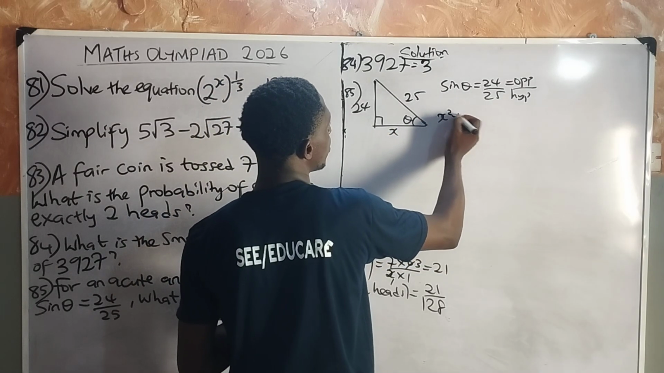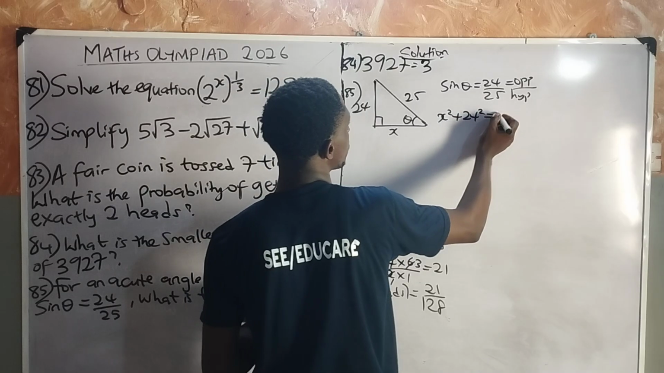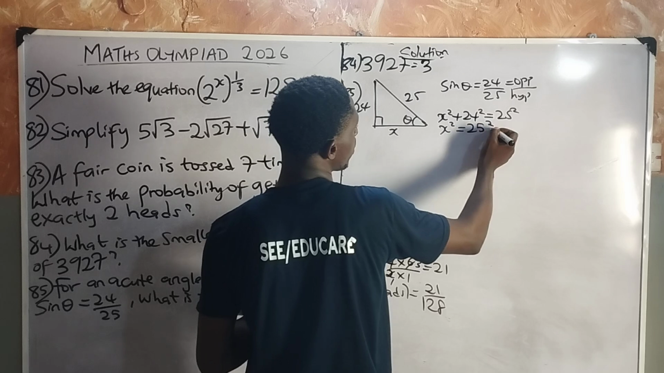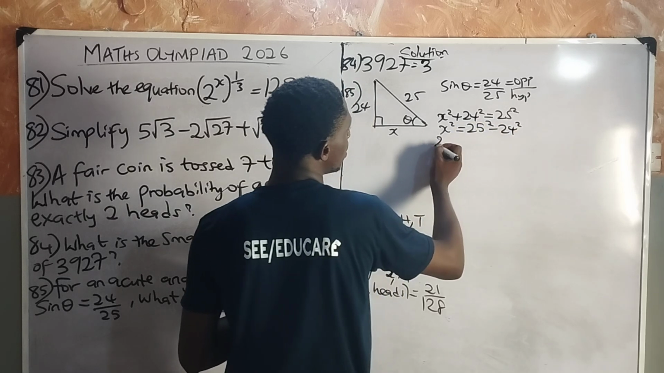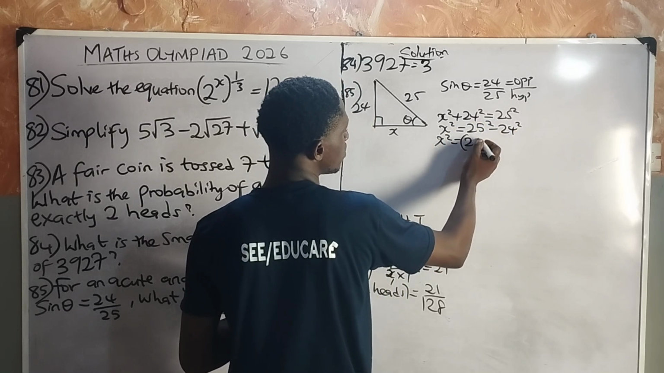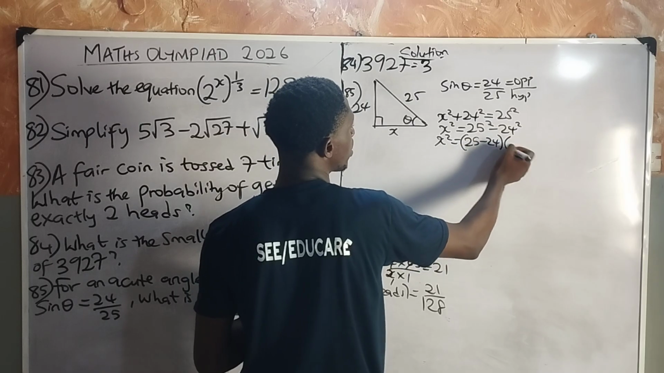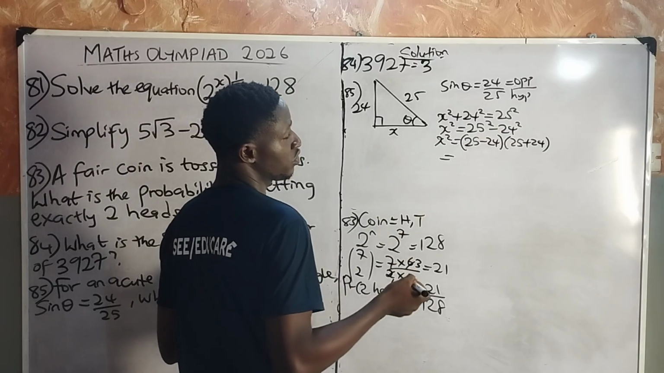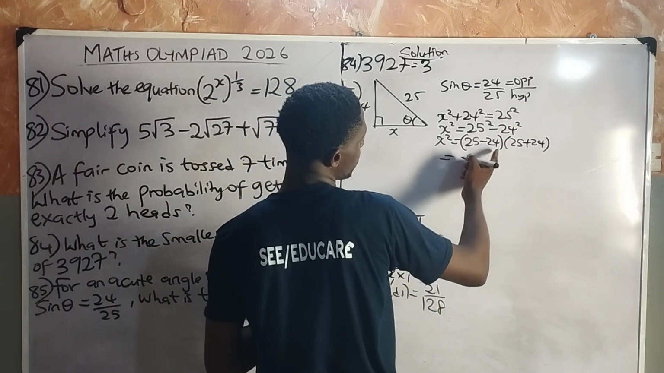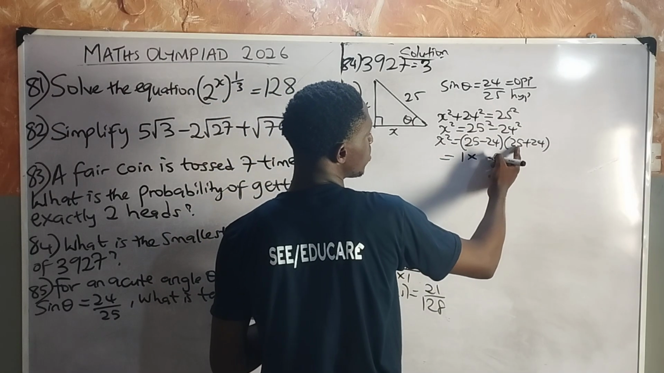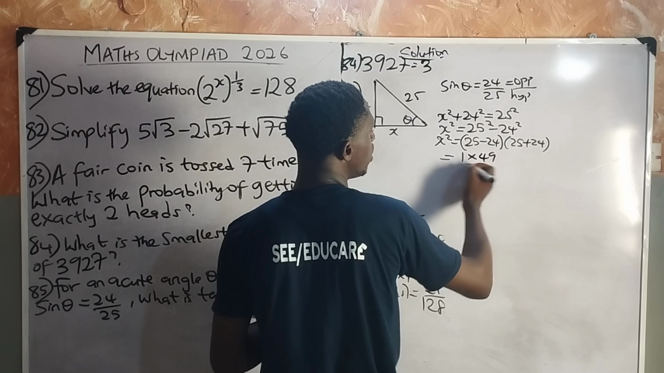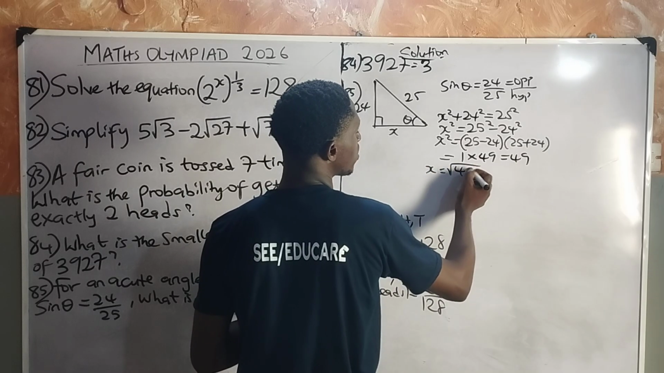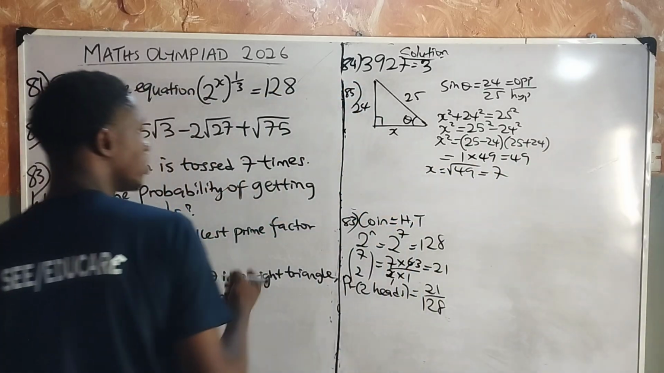x squared plus 24 squared is equal to 25 squared. Let's collect like terms. 25 squared minus 24 squared. This is difference of 2 squares. 25 minus 24 bracket 25 plus 24. So you have to get used to solving some questions without a calculator. 25 minus 24 is 1 times 25 plus 24 is 49. 1 times 49 is 49. So x is equal to the square root of 49, which will give us 7. Then we have gotten the adjacent.